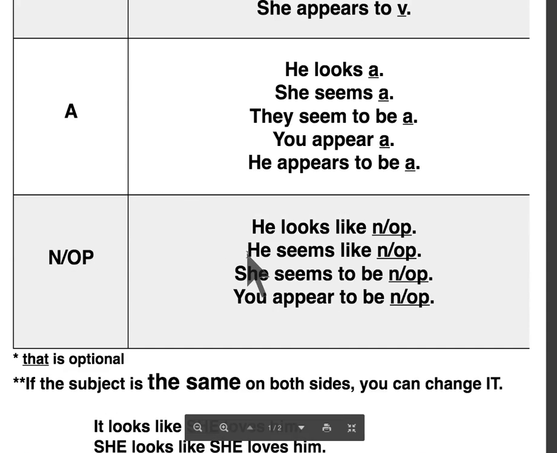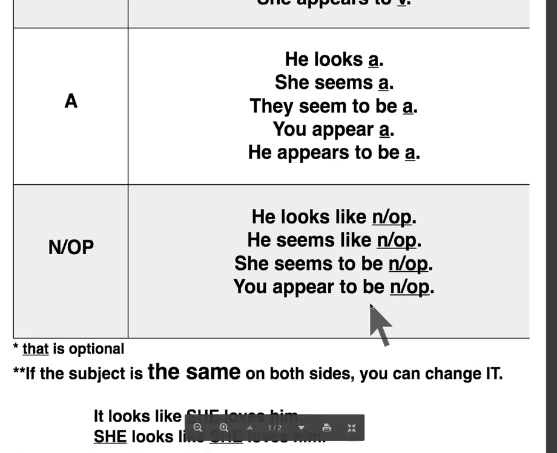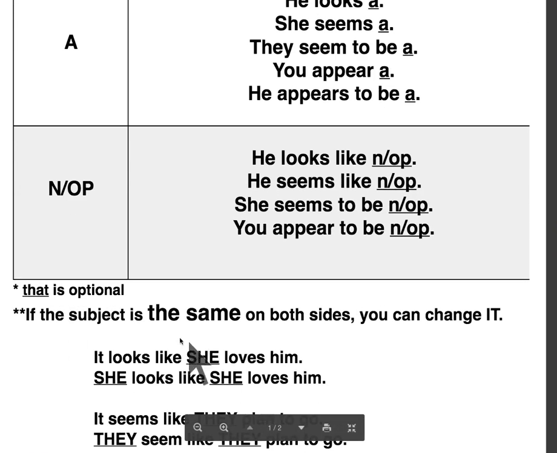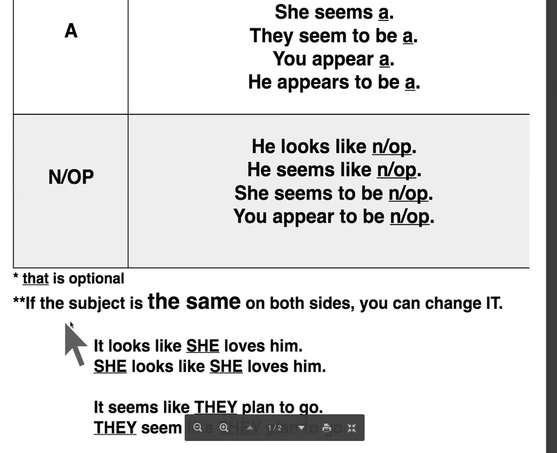And then with the noun or pronoun: he looks like a policeman. He seems like a nice guy. She seems to be a teacher. He appears to be her father. If the subject is the same on both sides, you can change it. For example, it looks like she loves him. She looks like she loves him.